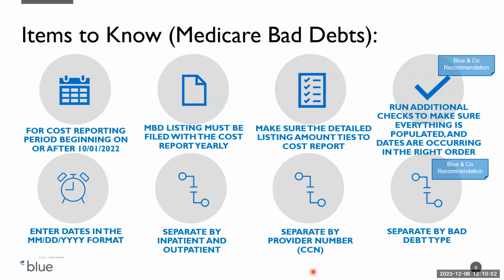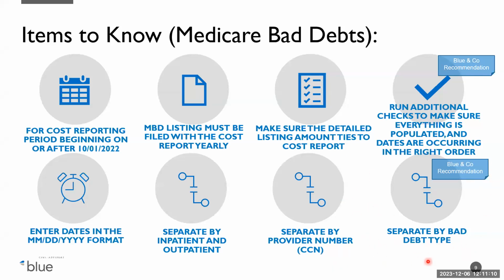So you will have your main hospital, and then let's say you have a rural health clinic. That's going to have a separate tab. Let's say you've got a swing bed. That's going to have a separate tab. So any provider number you're claiming Medicare bad debt for is going to have its own tab.